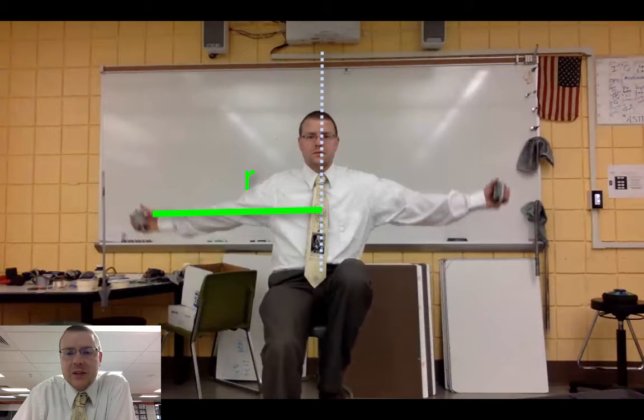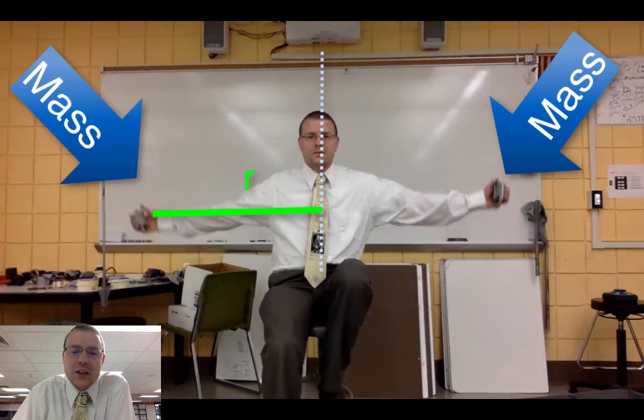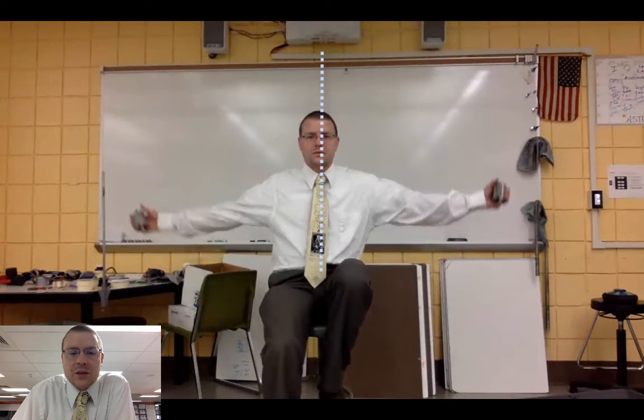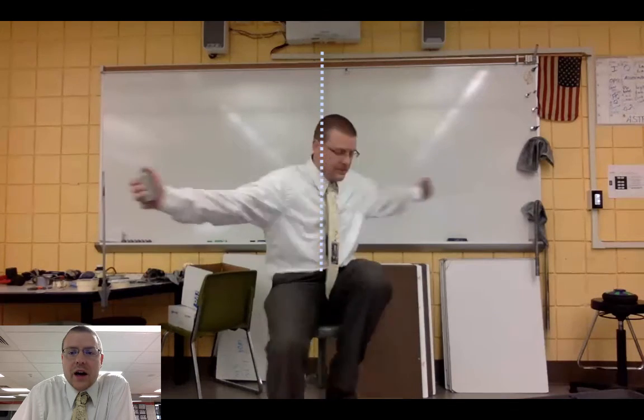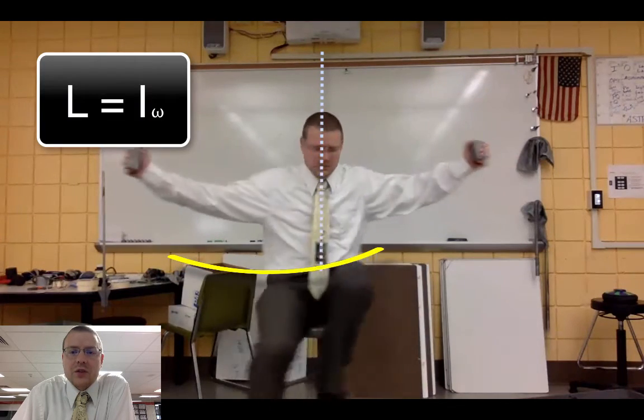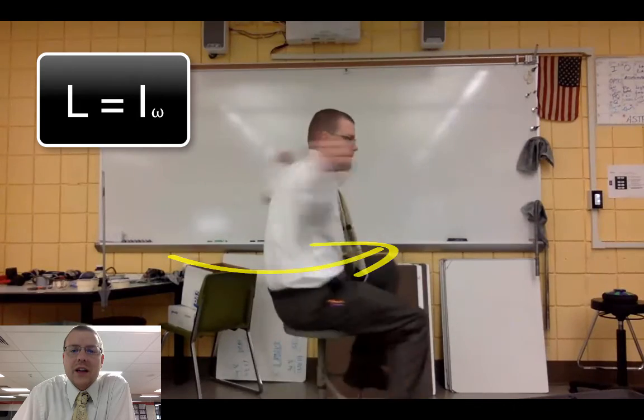So the first thing here in the demonstration is, if I have my arms wide, I have a very large moment of inertia, and I have masses in my hands too to increase that moment of inertia even more. What I'm going to do is give myself a spin. So as I give myself a spin here, I have rotational motion, so I have a moment of inertia and I have an omega.